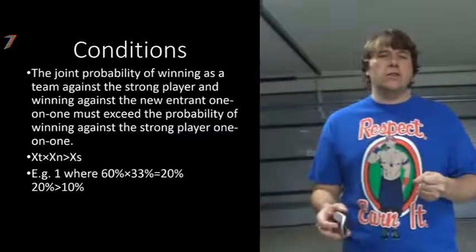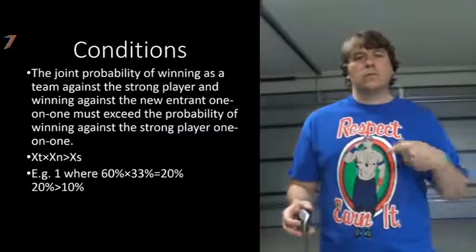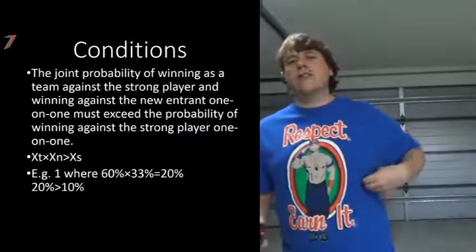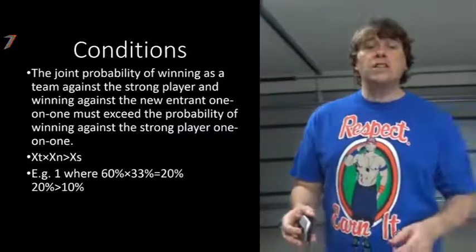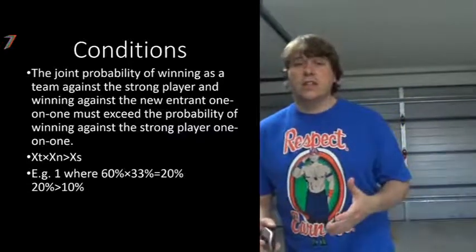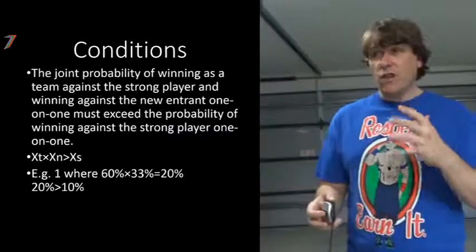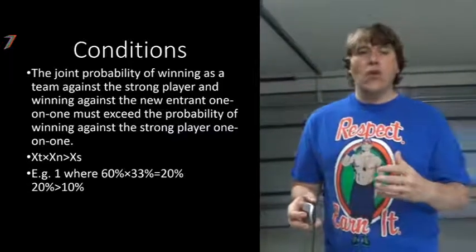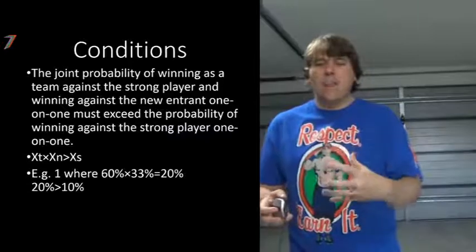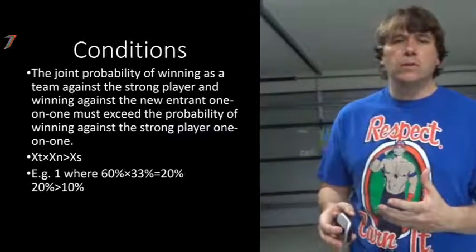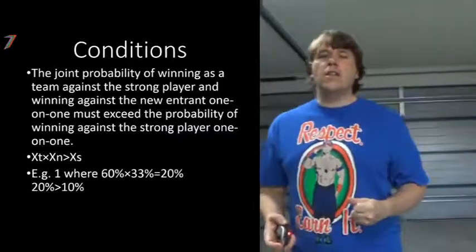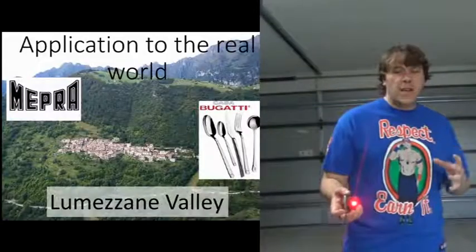So what we got here is a combination. We got 60% times 33% gives you 20% chance of winning, and that is actually greater than 10%. So that's our first scenario. So that actual criteria has to hold in order for this system to work. And sometimes it will and sometimes it won't. So how does this apply in the real world? So this is what I'm going to get to now.